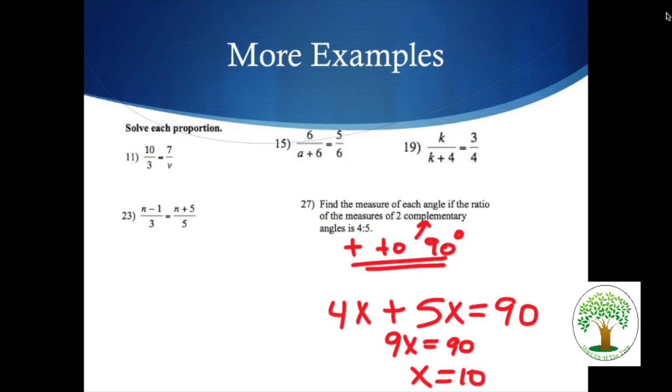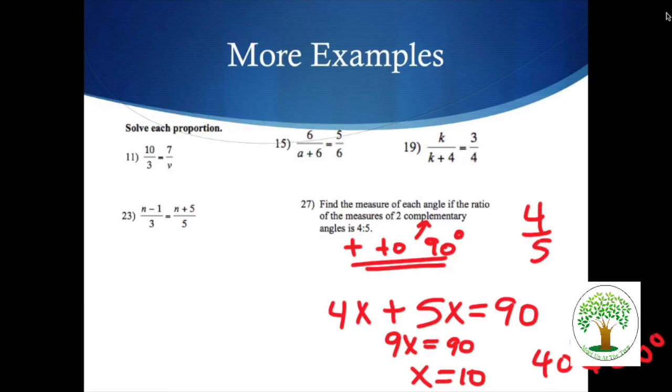What did it ask us to find? The measures of the 2 angles. This is not the measure of the 2 angles. They're different from 10 degrees, aren't they? Remember I told you that their ratio was 4 over 5, but the 4 over 5 was their ratio. We need to know how much each of those was multiplied by, and we found that it's multiplied by 10. So it's 40 and 50. What I'm doing in my head is plugging in that 10 for the x over here and over here. So the answer is 40 and 50.